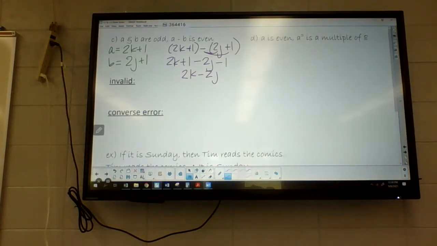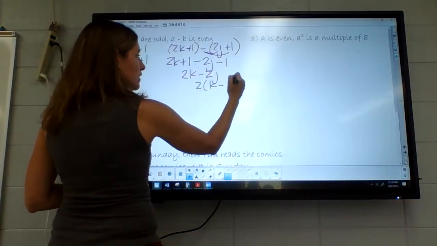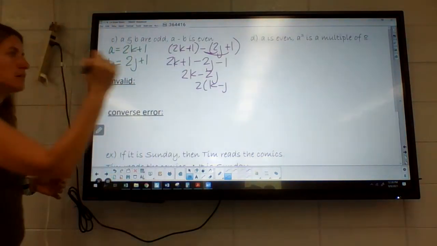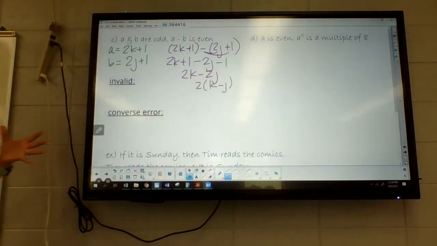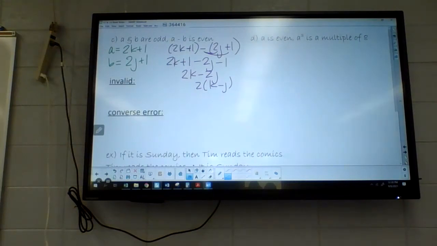How do we know that's for sure even? It's multiplied by 2. So I could take that 2 out, and whatever k and j are, I'd subtract those. Once I multiply them by 2, they automatically become even. So kind of just understanding these values and thinking about what these different numbers look like.